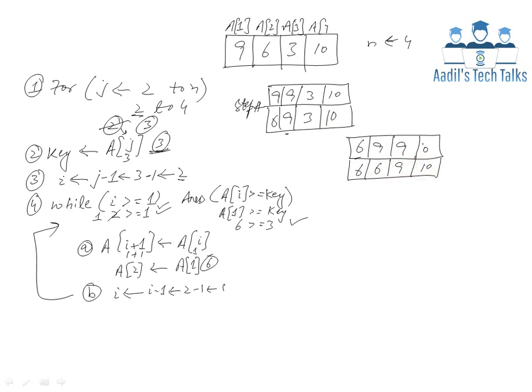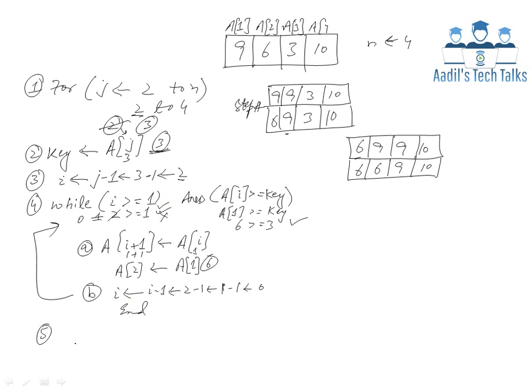Okay guys, now step number B is i gets i minus 1. Now we got 1 minus 1, which is 0, so we move 0 here. Is 0 greater than or equal to 1? No, so the condition is false, therefore the loop gets terminated, and we move to step number 5.